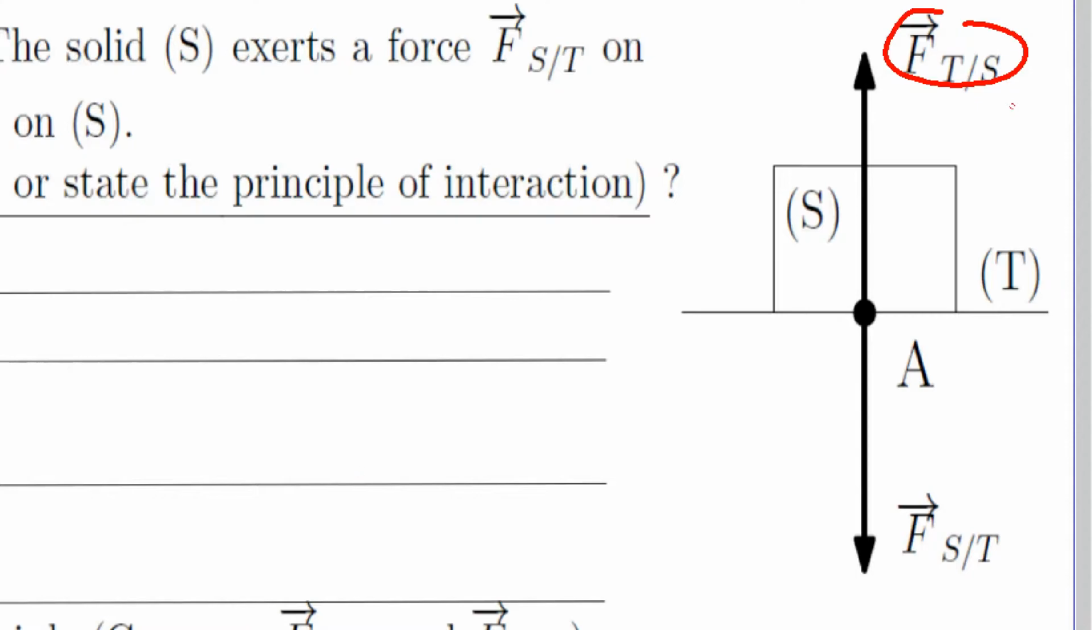So what does Ft on S represent? It's the force exerted by the table on the solid, which represents the normal reaction. Then for this reason, according to the principle of interaction, we have another force given by Fs on T. But notice that this is not the weight, because the weight would have been represented from the center of gravity G.